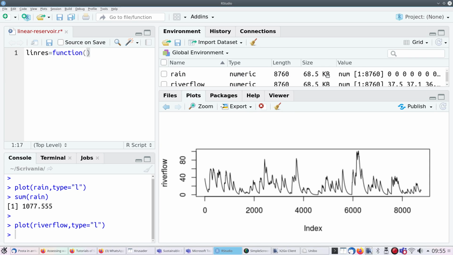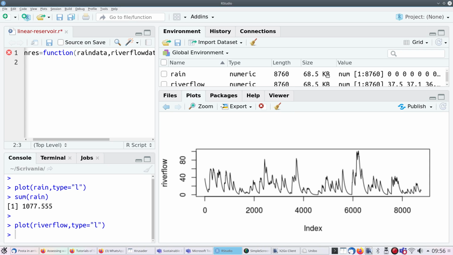Now, I would suggest to write linear reservoir equal function. Let's create a function to make the program of the linear reservoir, and let's put in the arguments: rain data, river flow data, runoff coefficient, and area. I think I just need these four arguments.